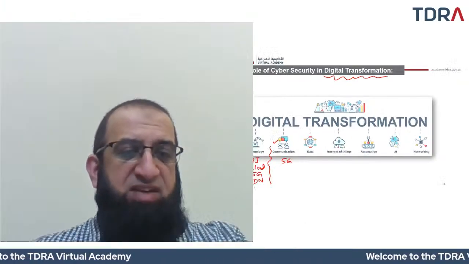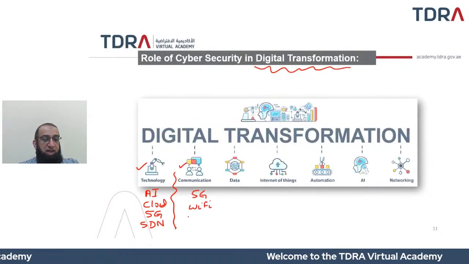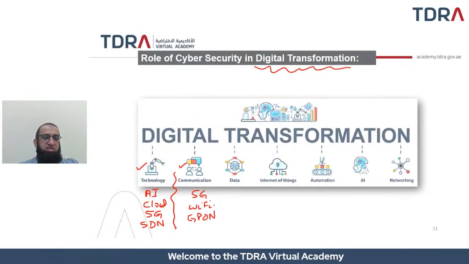You see all the senior guys nowadays, people are talking about digital transformation. Digital transformation starts from a point where you are putting things on a computer to a level where you are using technology, you are using a communication platform. For example, in technology, we might be using artificial intelligence, cloud computing. We are having 5G as a technology. We have software defined networks and so on. In communication, once again, we have 5G, we have Wi-Fi, we have fiber, GPON, and all that stuff.